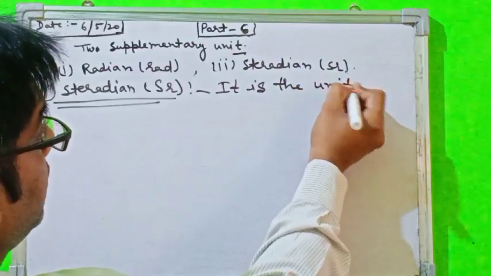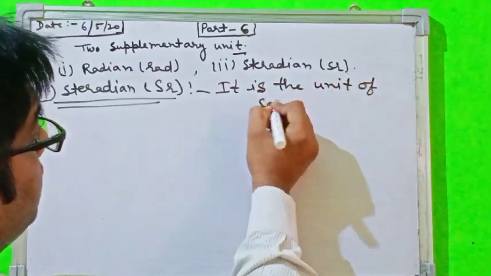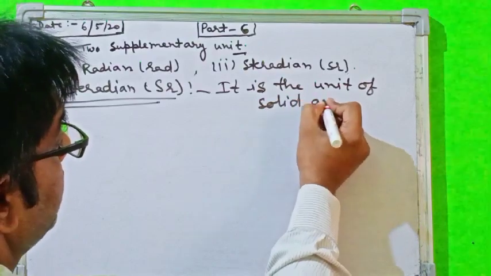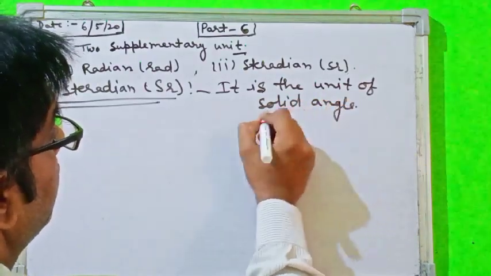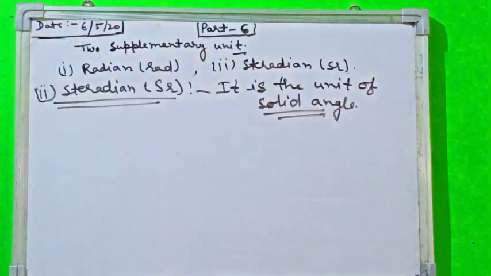Previously, we had studied about the plane angle. Now, it is the unit of solid angle. Let me explain what is the meaning of solid angle. For explaining solid angle, I am explaining it with one very beautiful example. Try to grasp and visualize that example.